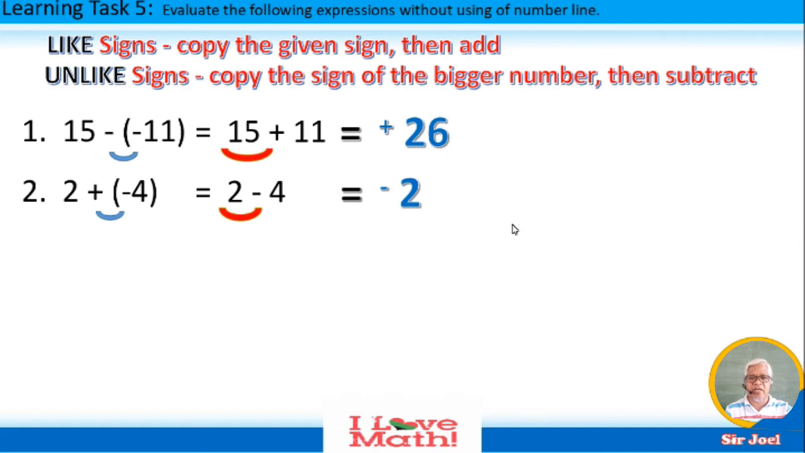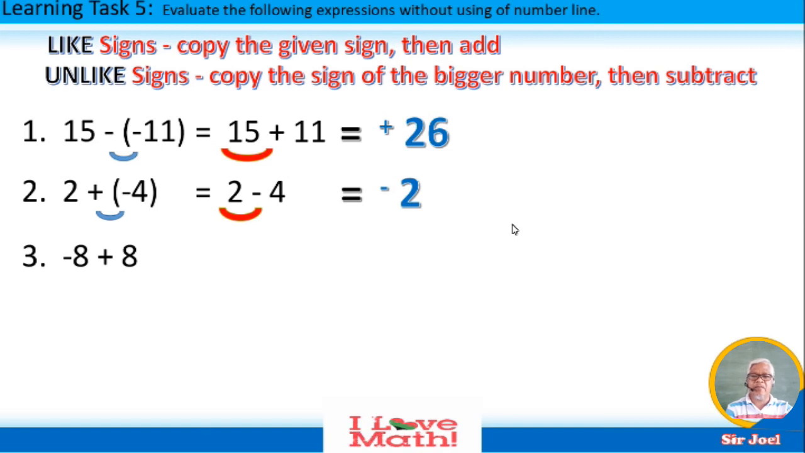So, if you look at the signs, magkaiba, unlike signs. That's why, kokopyahin yung sign ng bigger number. Kasi sabi nga natin, 4 is bigger than 2. Okay? Nagkataon na yung sign before 4 ay negative. Kaya naman, negative ang kinopya natin. Then subtract. The difference between 4 and 2 is 2. So the answer is negative 2.